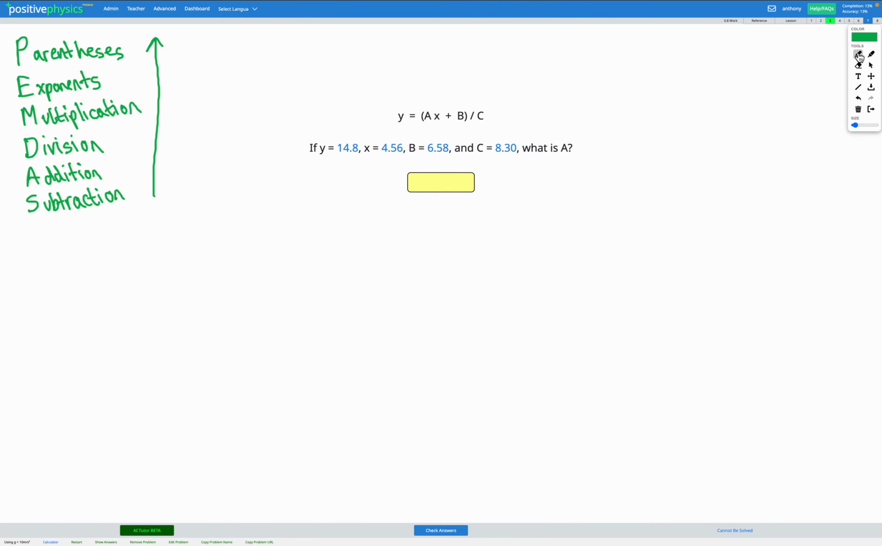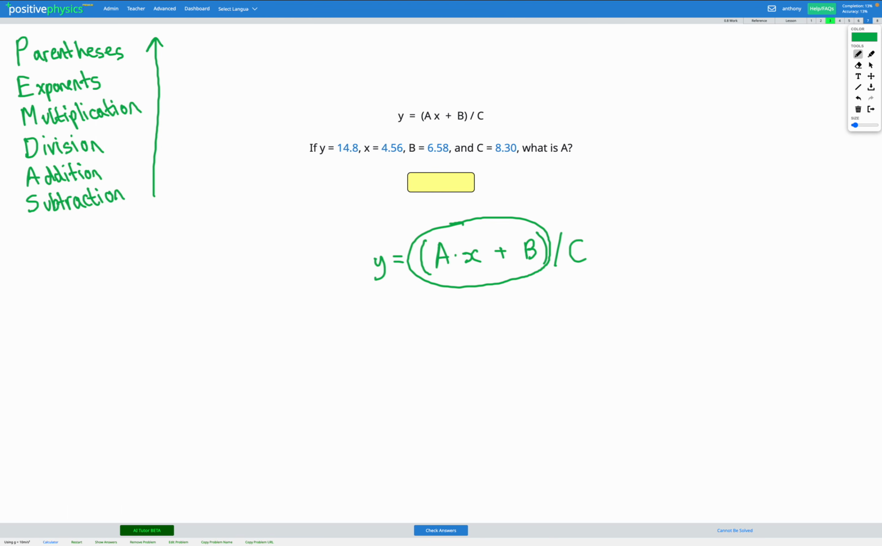So in this question we have y is equal to parentheses a multiplied by x plus b, divided by c. Now looking at PEMDAS, we do have addition here. So you might think we would get rid of that first, but parentheses exist. So because we have parentheses around this whole thing, that's going to stay as a unit until we can get it on its own. So first, I'm going to have to deal with my c, which is our division.